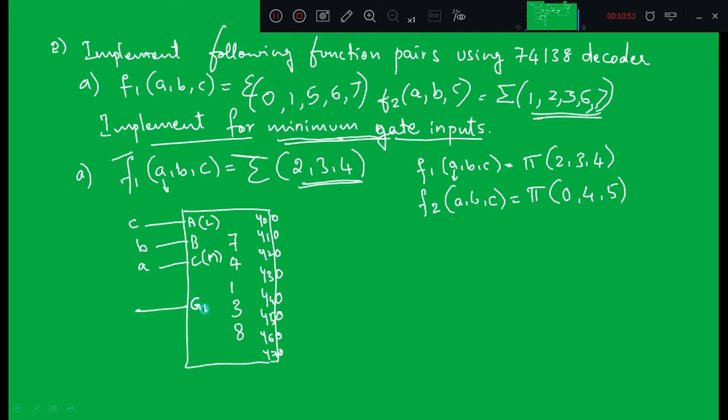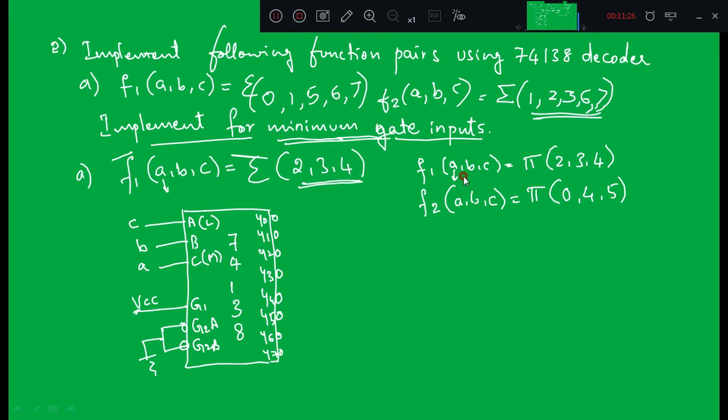And it has three enable pins. One is G1, which is active high, and two are active low, G2A and G2B. Both are active low, so they need to be connected to ground. So when I connect it, G1, G2A, G2B are the three enable inputs, right?